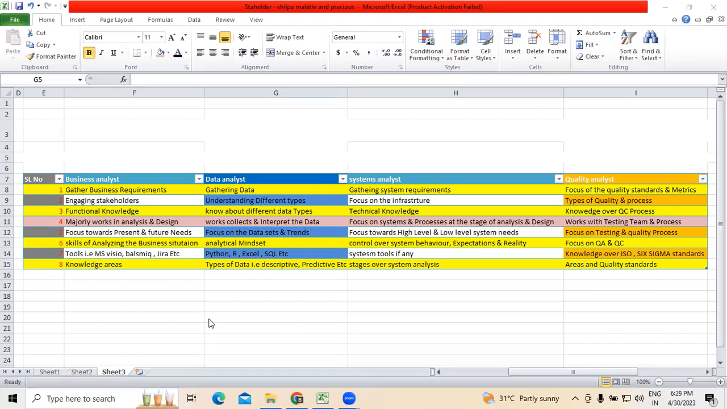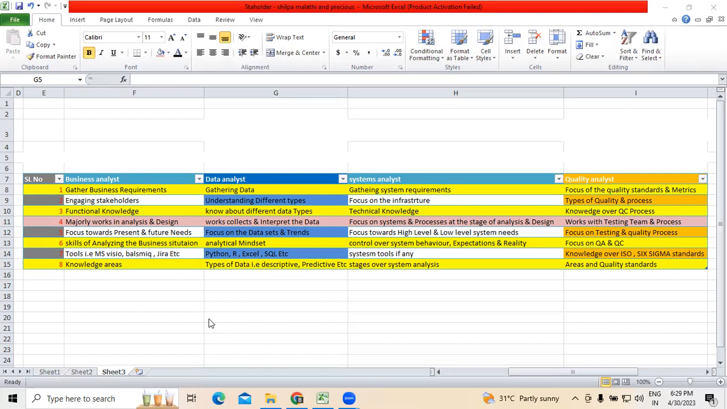So supporting that testing team as well as understanding the process is what a QA generally does. Next, focus towards present and future needs is what a BA has to have. A BA has to understand the present condition, what the business has, what kind of solution is desired now, and what could be the future needs. That sort of assessment is required for a BA. At the same time, data analysts should focus on the data sets as well as the trends, what exactly is happening now. Systems analysts focus more on the high level and low level system needs, the system requirements. That focus must be there for a systems analyst.